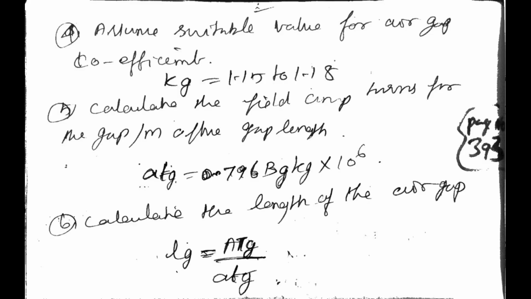Steps for calculation of air gap length. Fourth step, assume a suitable value for the air gap coefficient Kg, equal to 1.15 to 1.19. Calculate the field ampere turns for the gap per meter of the gap length. ATG is equal to 0.796 BG Kg into 10 power 6. Sixth step, calculate the length of the air gap. Lg is equal to ATG divided by small atg.